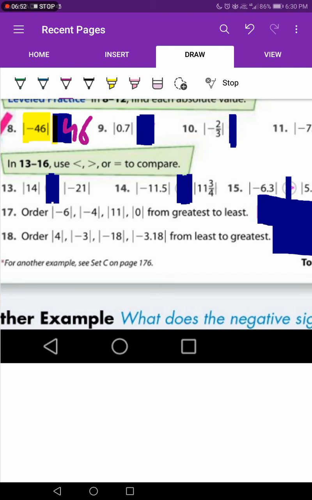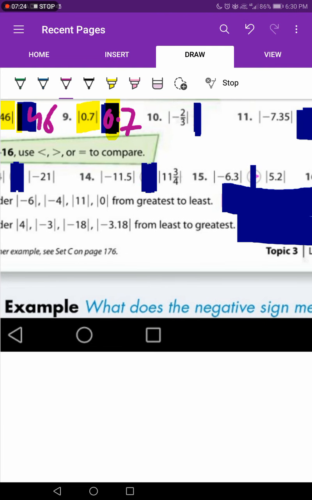Read it correctly. The absolute value of 7/10. Yes, it is 7/10. So you don't change anything here. If it is positive, you keep it. And if it is negative, we will write the positive.